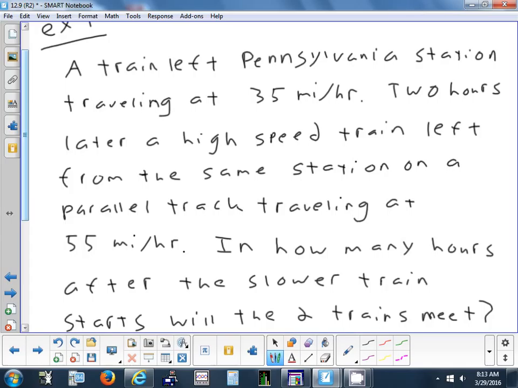So basically, that's the question. How many hours later will the two trains meet? That's what we have to figure out. How many hours later will the two trains meet?